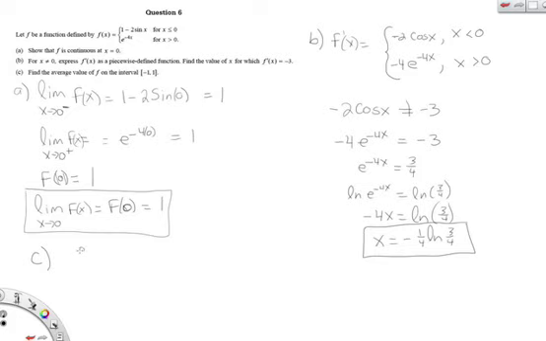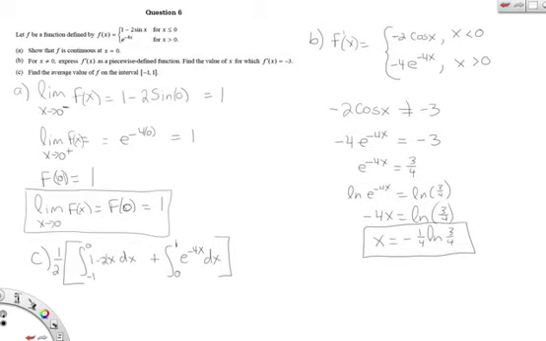So I need to add up 1 minus 2 sine of x from negative 1 to 0. Then I need to add to that the integral from 0 to 1 of e to the negative 4x. And when I'm done, I should say I'm going to multiply it by a half, because I need the average, and the width would be 2.